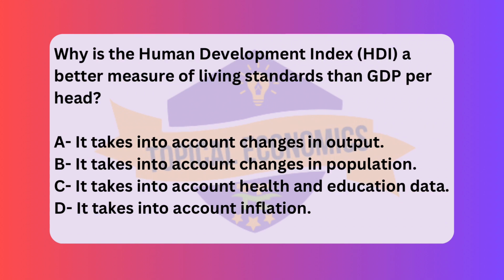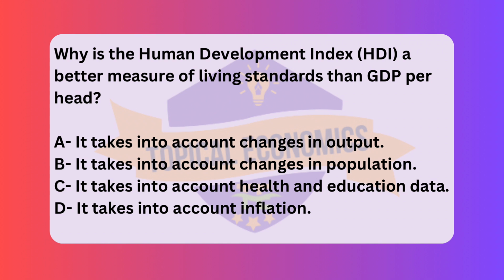Moving to the 16th question. Why is the Human Development Index, HDI, a better measure of living standards than GDP per head? A. It takes into account changes in output. B. It takes into account changes in population. C. It takes into account health and education data. D. It takes into account inflation. This question is from year 2019 May-June version 2. The correct answer for this question is option C.